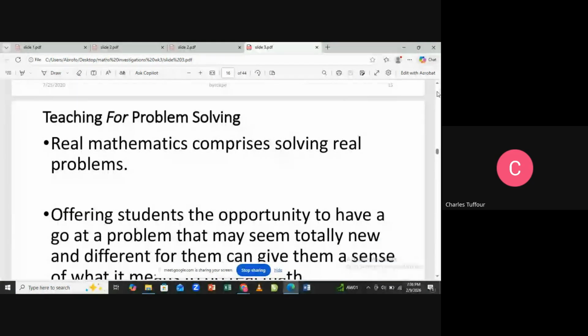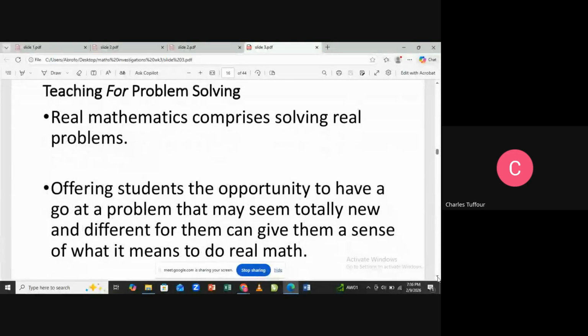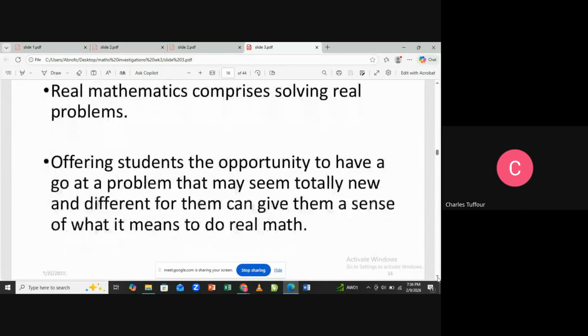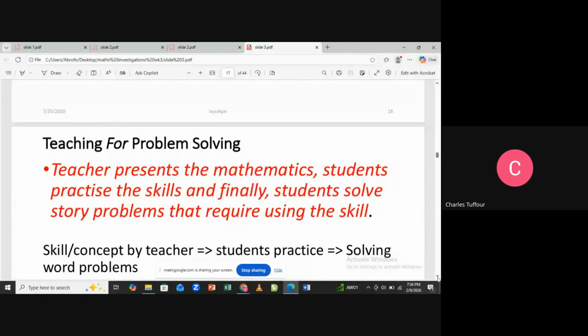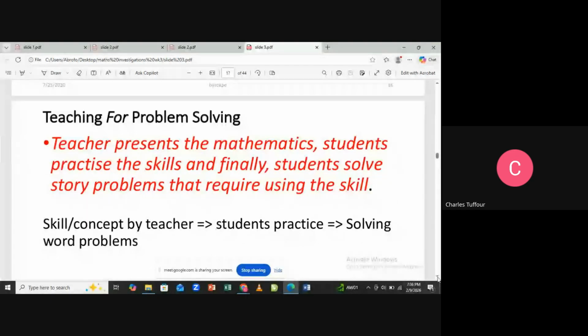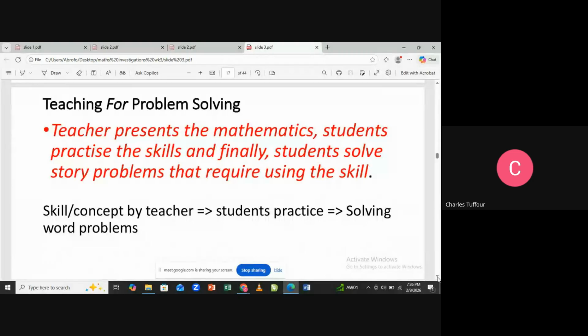Real mathematics comprises solving real problems, offering students the opportunity to have a go at a problem that may seem totally new and different for them. It can give them a sense of what it means to do real math. Now, the teacher presents the mathematics, students practice the skills, and finally, students solve story problems that require using the skill. So this is what means teaching for problem solving.